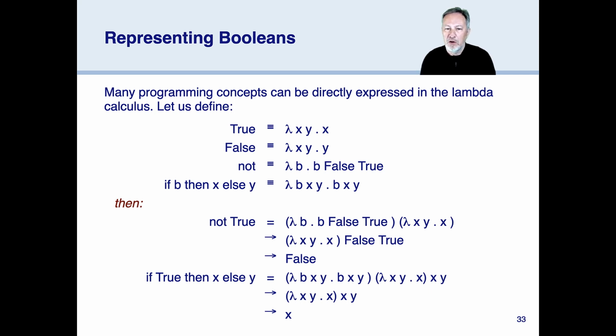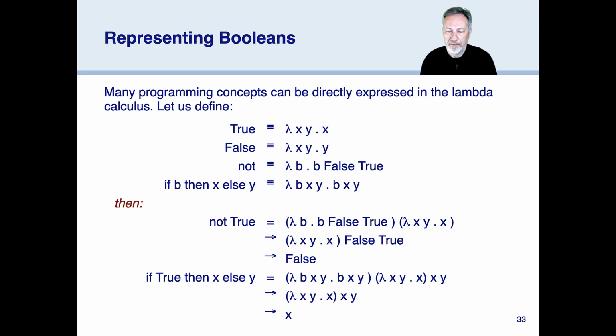definitions. We're going to let the value true be the lambda expression lambda xy dot x, and false be lambda xy dot y. I think you can see what they're doing. So we're modeling Booleans. A Boolean is a function that takes two arguments, and true returns the first one and false returns the second one. Now we can model negation.